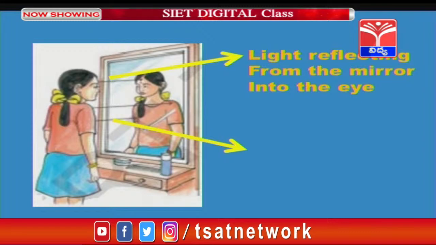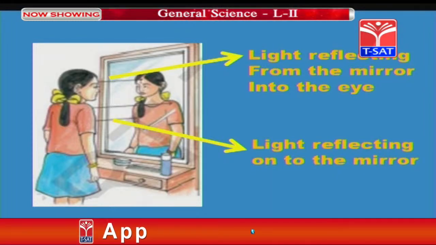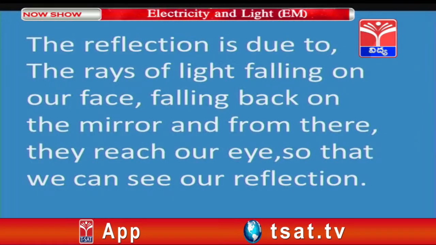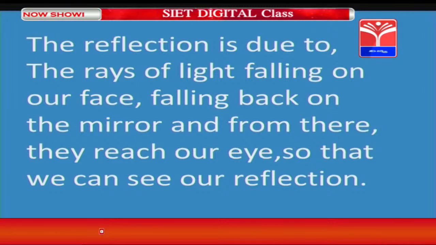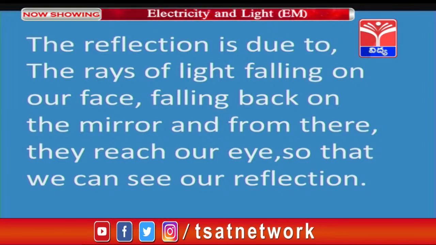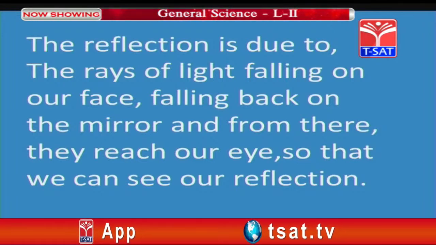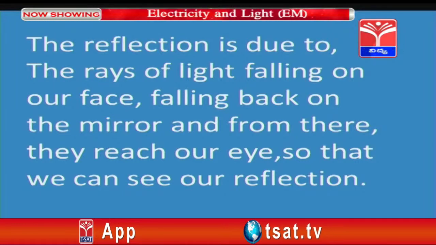Now from this, into the eye of the girl. Now light is reflected onto the mirror. Therefore, the girl is able to see her image in the mirror. The reflection is due to the rays of light falling on our face, falling back on the mirror, and from there they reach into our eyes, so that we can see our face in the form of reflection.